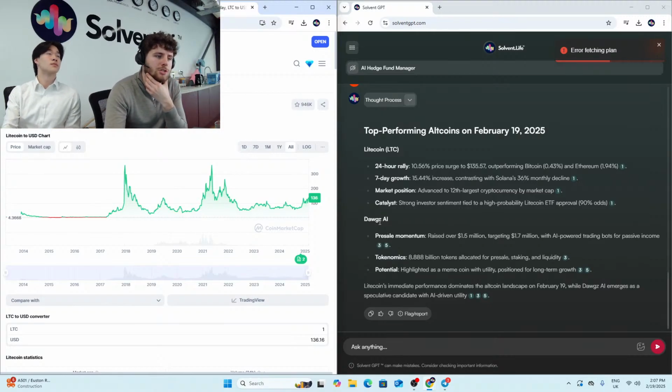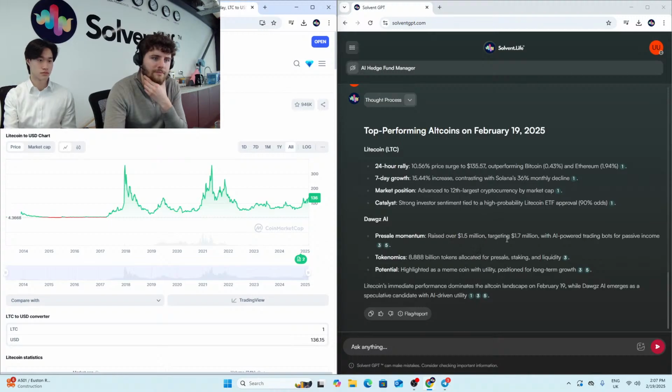Now what we also have is Dogs AI. So we'll take a look at this. It's a meme coin with utility positioned for long-term growth.